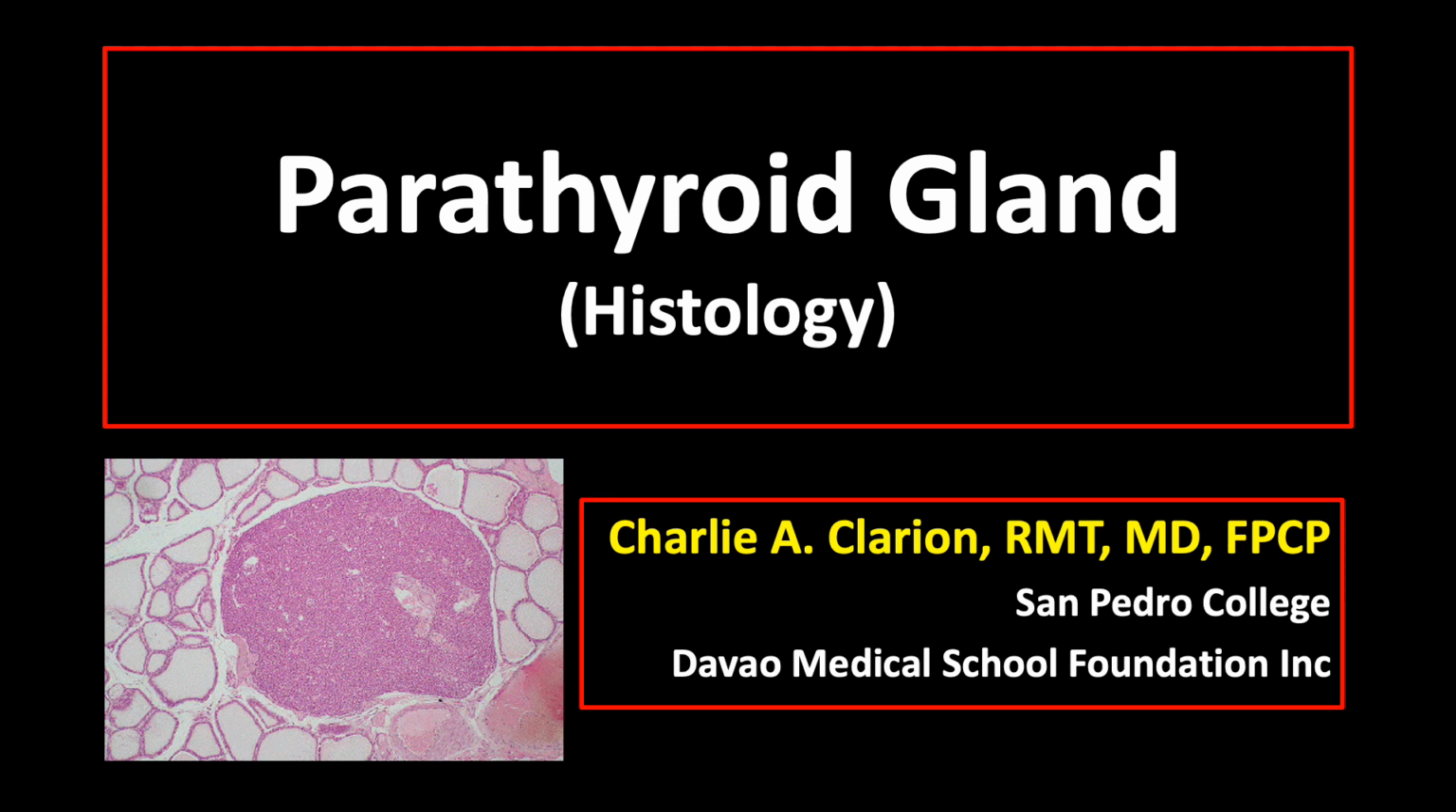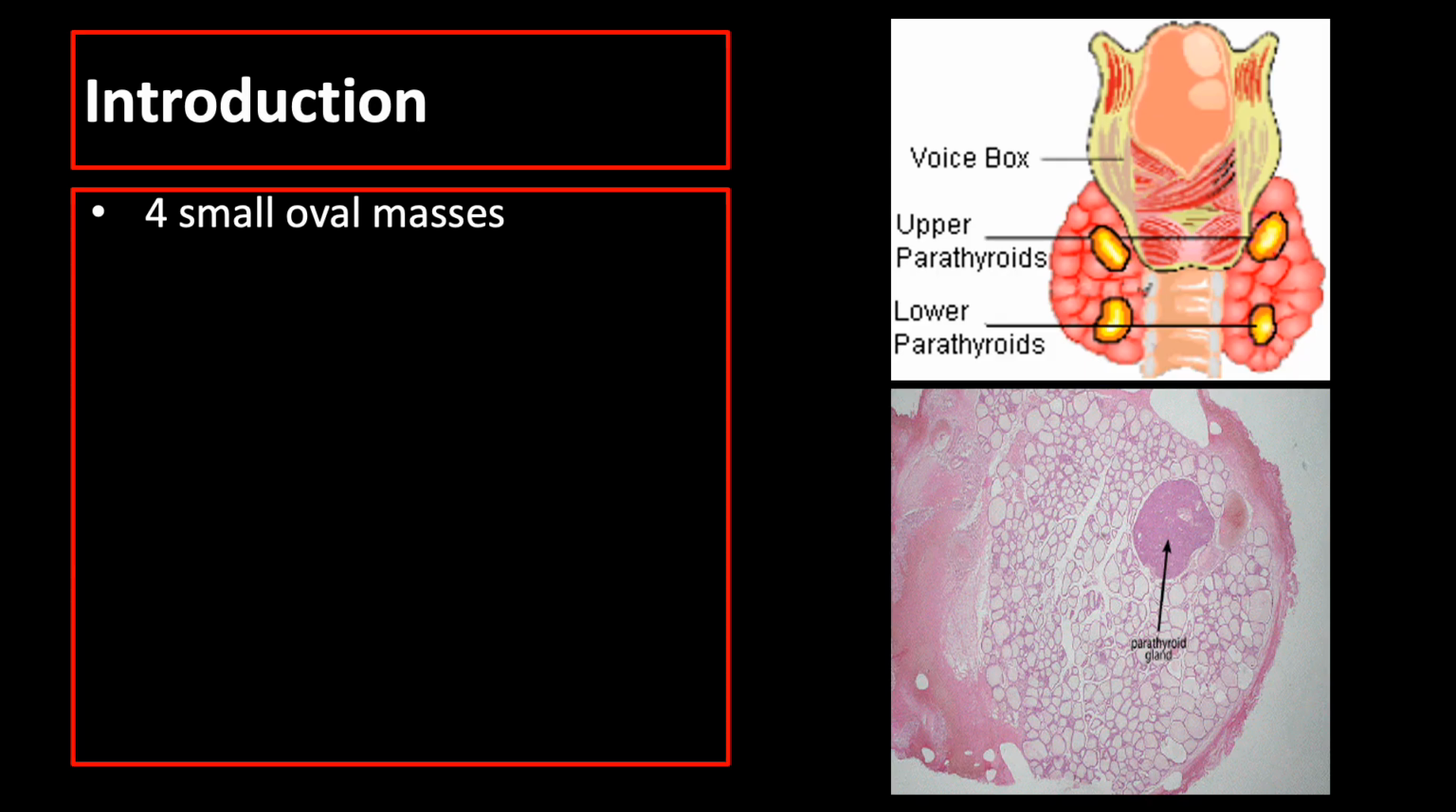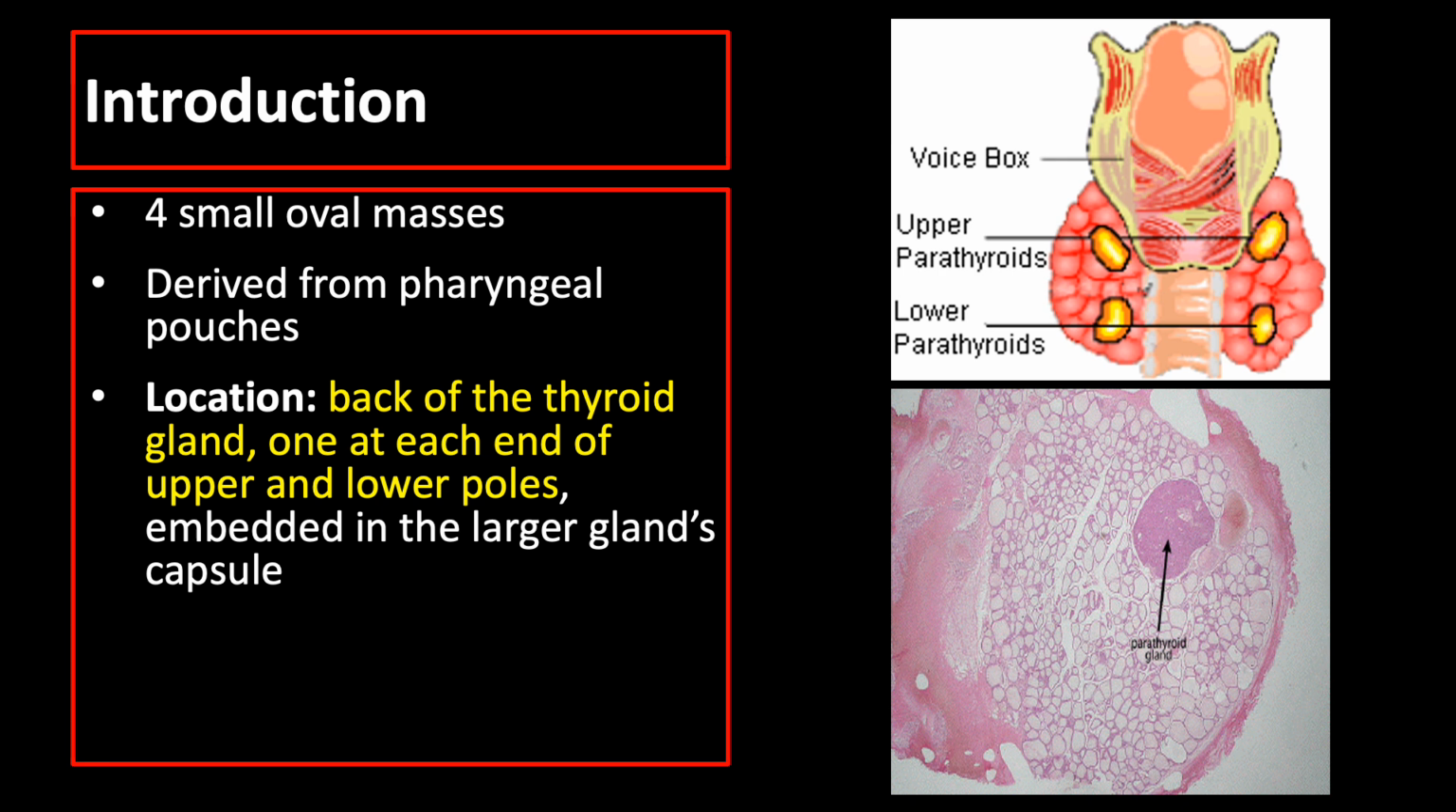Good morning, students. Our topic for today is about the histology of the parathyroid gland. The parathyroid glands are four small ovoid masses derived from pharyngeal pouches. It is located at the back of the thyroid gland, one at each end of the upper and lower poles, embedded in the larger gland's capsule.